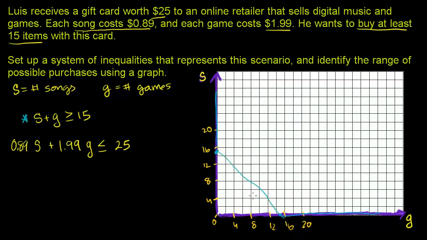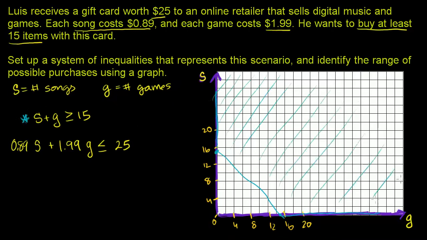So that's pretty good. So that's the line S plus G is equal to 15. And when we talk about the values greater than 15, we're going to go above the line. And you saw that when G is equal to 0, S is greater than or equal to 15. It's all of these values up here. And when S was 0, G was greater than or equal to 15. So this constraint right here is all of this. All of this area satisfies this.